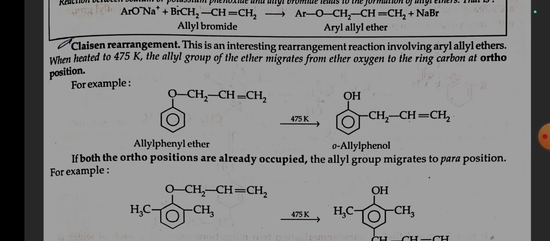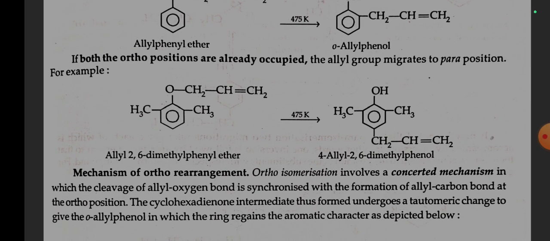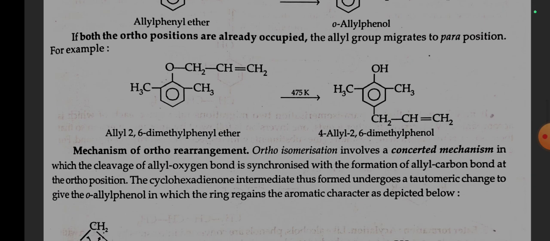Claisen rearrangement. This is an interesting rearrangement reaction involving aryl allyl ethers. When heated to 475 Kelvin, the allyl group of the ether migrates from ether oxygen to the ring carbon at ortho position. For example, allyl phenyl ether at 475 Kelvin gives ortho-allyl phenol. If both the ortho positions are already occupied, the allyl group migrates to para position. For example, allyl 2,6-dimethylphenyl ether at 475 Kelvin gives 4-allyl 2,6-dimethylphenol.